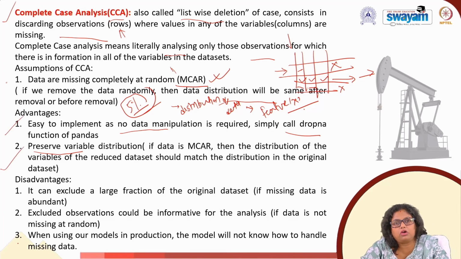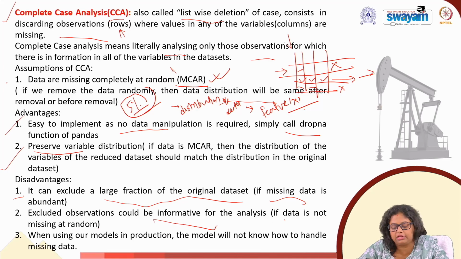When we talk about the disadvantages, it can exclude a large fraction of your original data set if missing data is abundant. Okay, so that's a disadvantage. Second, excluded observations could be informative for the analysis if data is not missing at random.